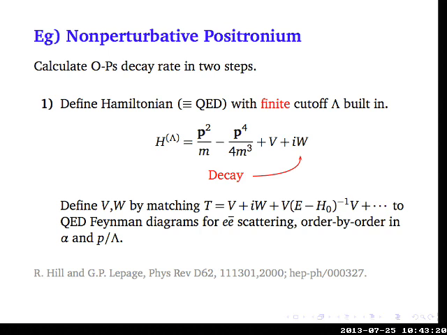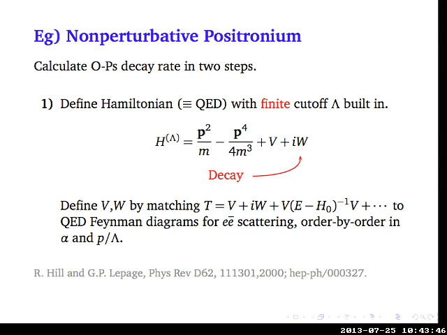And the example I wanted to pick was just orthopositronium decay. And I want to do it taking maximum advantage of this technology. So what I'm going to do is take a Hamiltonian, p squared over m, p to the fourth over 4m cubed, V. Here we kept the p to the fourth explicit. We didn't replace it by a potential. Plus instantaneous, plus potential.